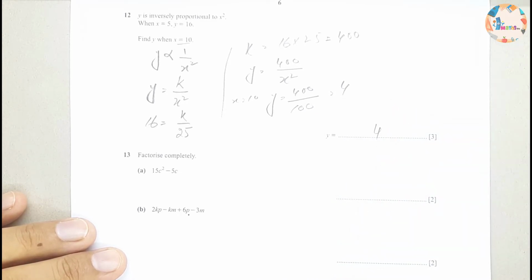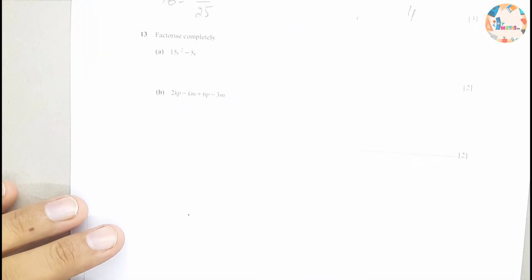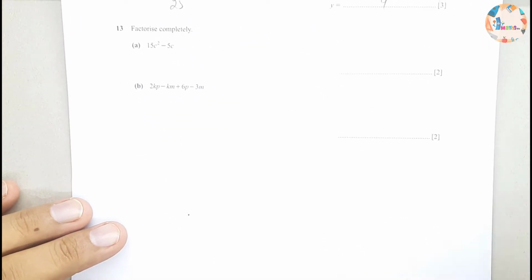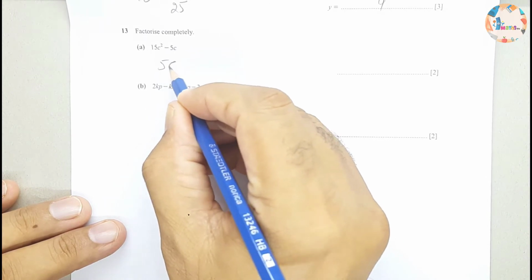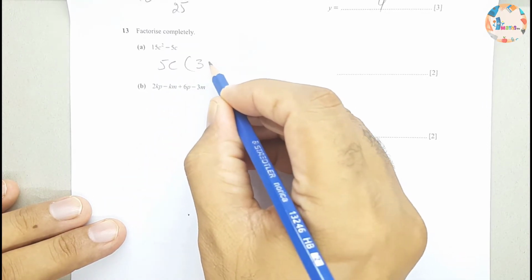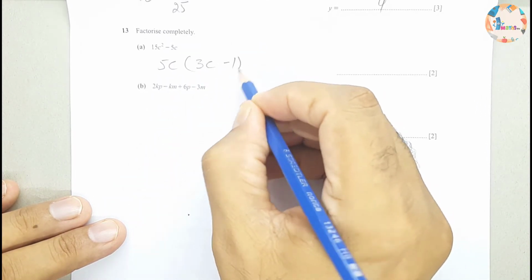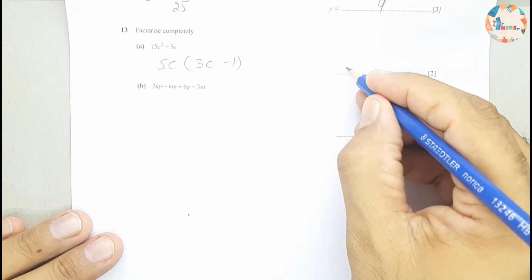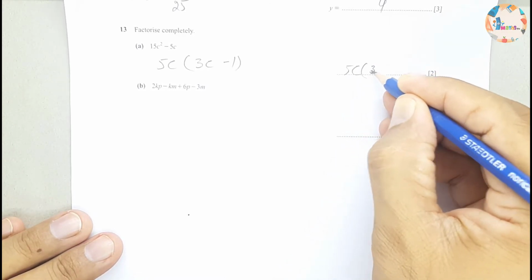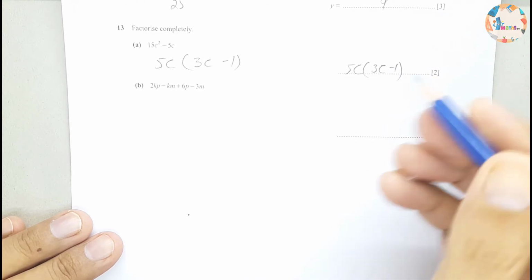Next question number 13 is factorize completely. So this is factorization. We'll have to take the maximum common. So 5 is common, c is also common. So inside will be 3c minus 1. So this will be our answer. 5c into 3c minus 1.